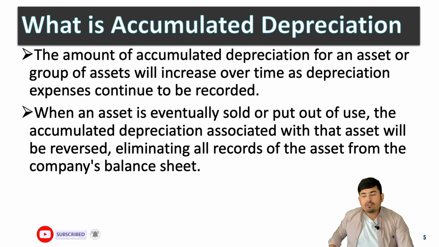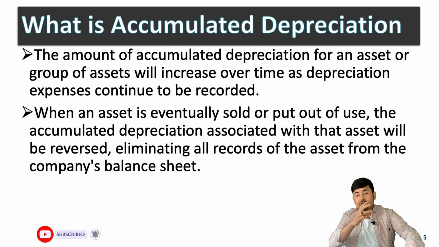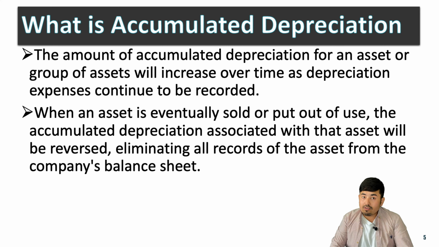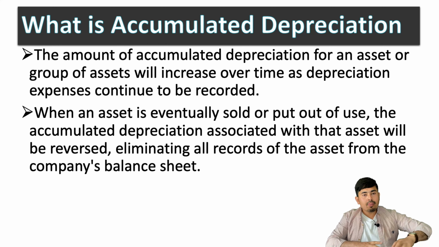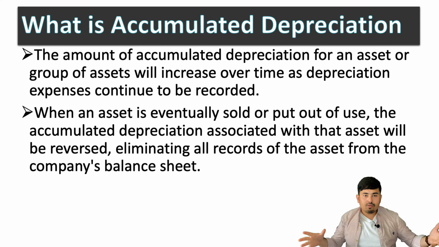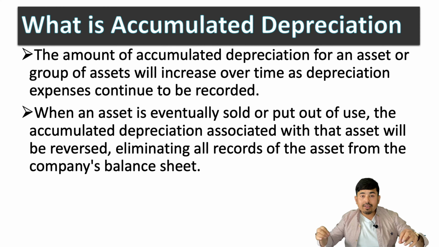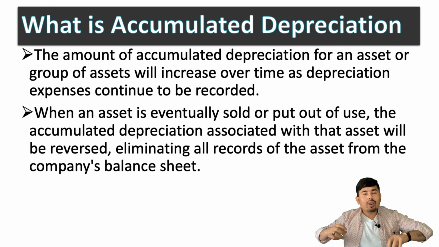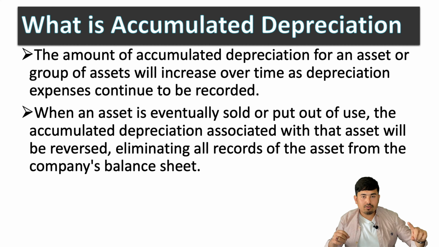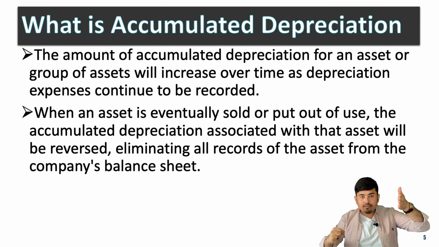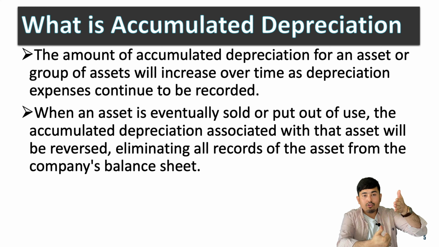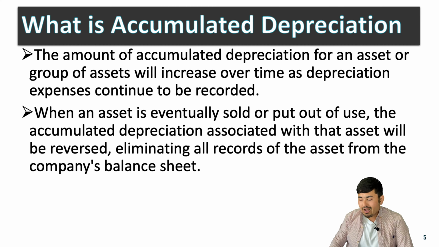When an asset is eventually sold or put out of use, the accumulated depreciation associated with that asset will be reversed, eliminating all records of the asset from the company's balance sheet. Okay, I purchased a computer for $5,000. Suppose the useful life is 5 years. After 3 years, my accumulated depreciation is now $3,000. When I sell this computer, the accumulated depreciation will also be removed from the balance sheet. This is the gross amount. The accumulated depreciation will be deducted, and you will reach the net book value. I will come back to that. Let's go ahead.